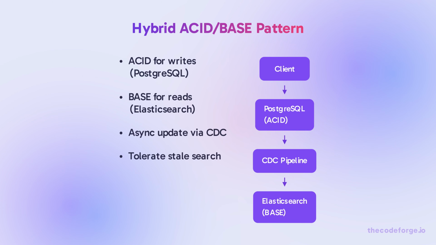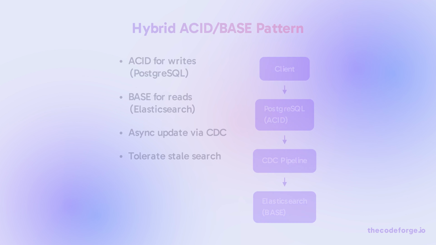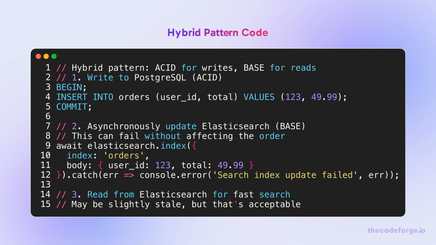Many systems use both, an ACID database for transactional data and a BASE store for read-heavy workloads. For example, write orders to PostgreSQL, then asynchronously update Elasticsearch for search. The search may be slightly stale, but that's acceptable. This code shows the hybrid pattern. First write to PostgreSQL with a transaction, then asynchronously update Elasticsearch. The search index may be stale, but the order is safe.